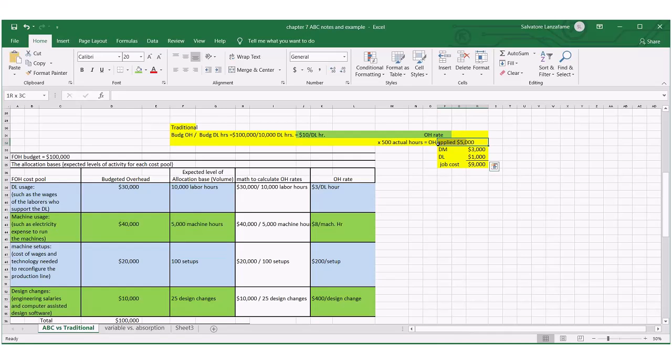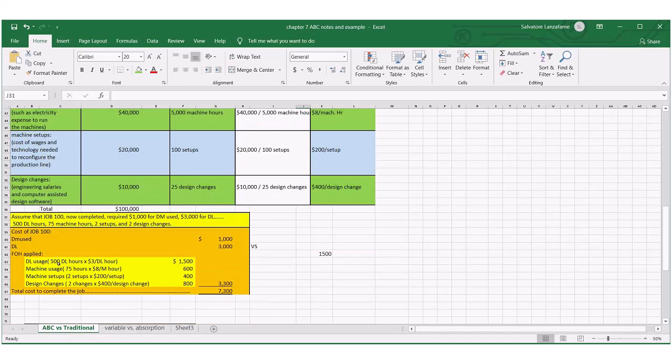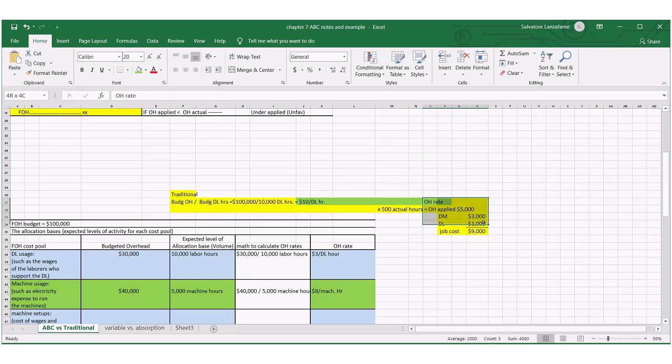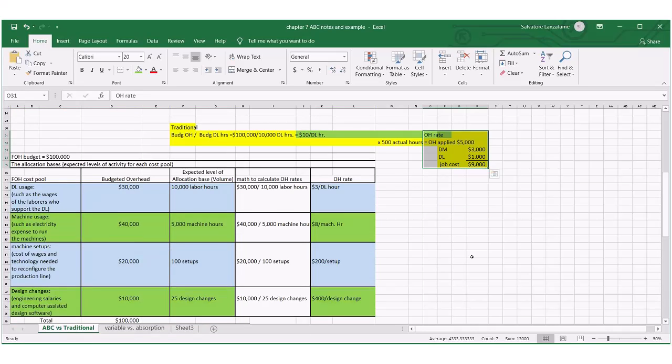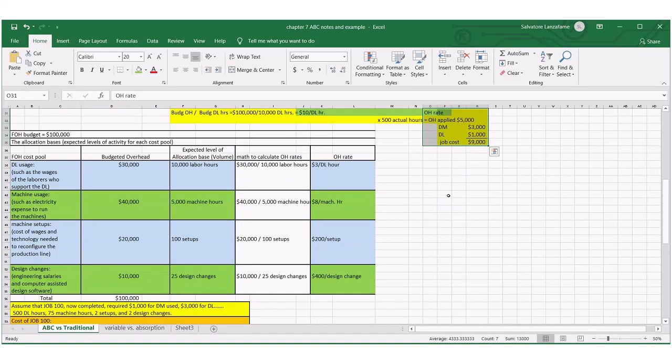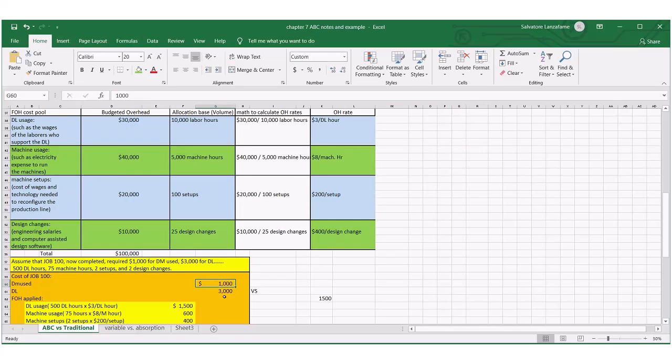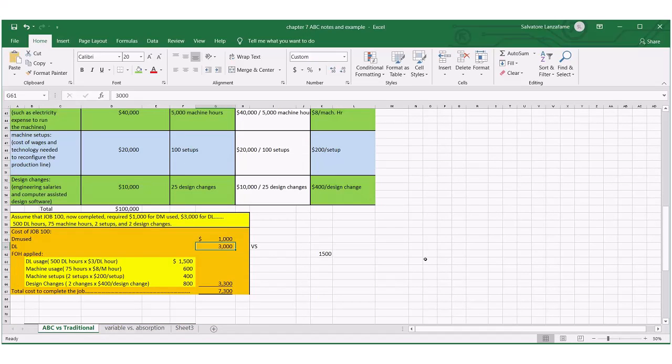So under the traditional way, we went 100,000 divided by 10,000 direct labor hours gave us $10 per direct labor hour. Multiplied it by 500 actual hours. I'm using those same 500 direct labor hours in this example. So we're looking at the kind of the old way versus this ABC way. Okay, so notice that this 3,000 and this 1,000 are built into my answer. That doesn't change. What is up for grabs is what is the value of the overhead.